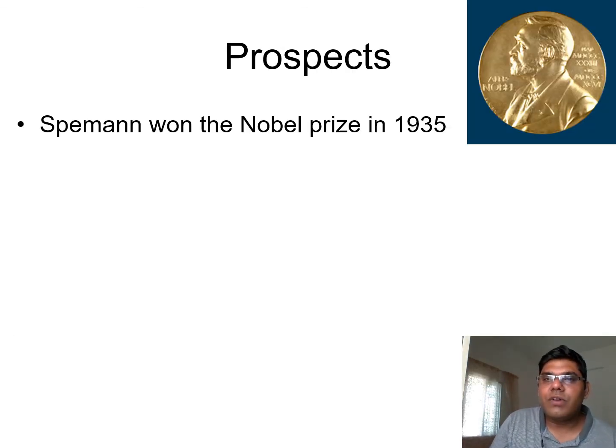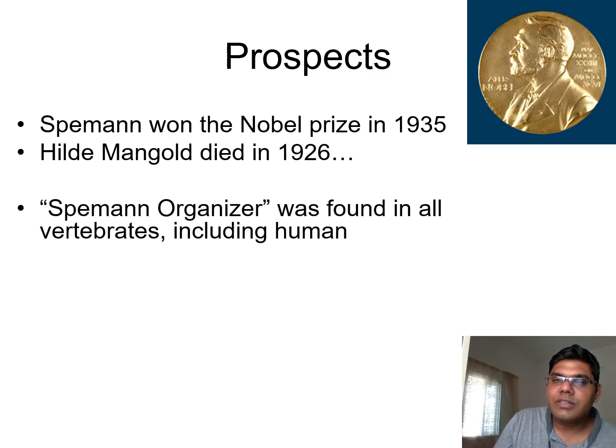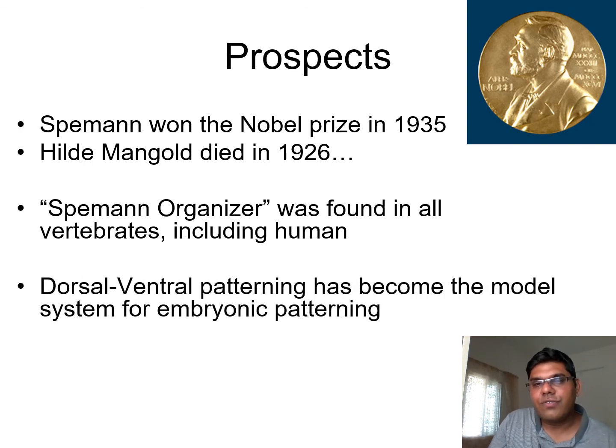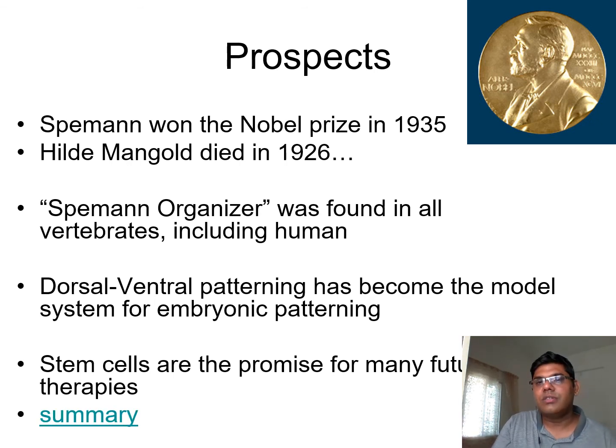Spemann won the Nobel Prize in 1935, whereas Hilde Mangold died in 1926. The Spemann organizer was found in all the vertebrates, including humans, and dorsoventral patterning has become a model system for embryonic patterning. And stem cells are the promise for future therapies to replace damaged organs. This is the summary.